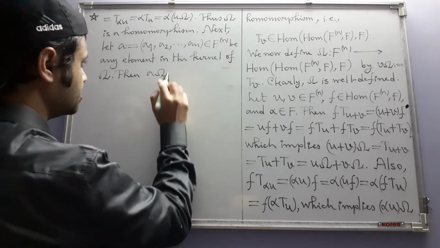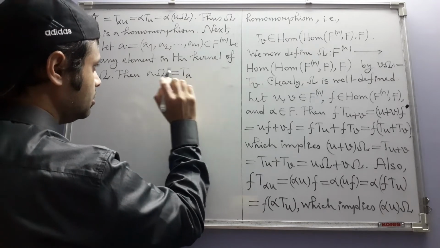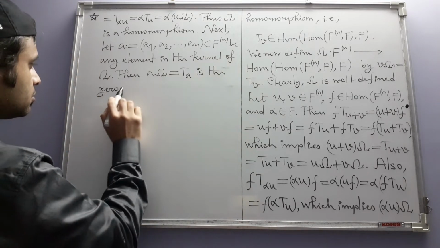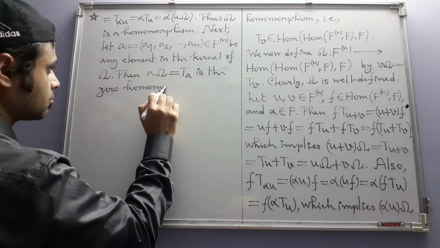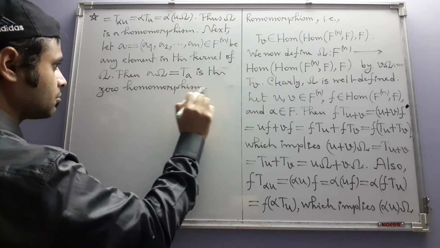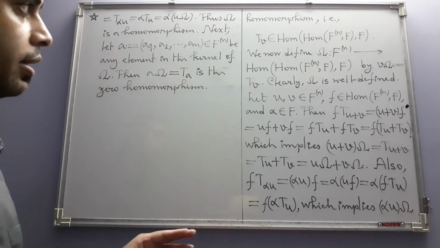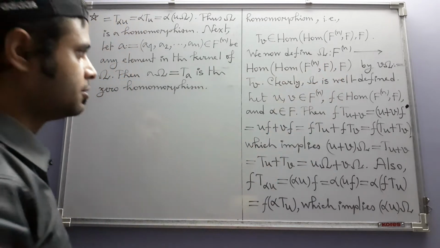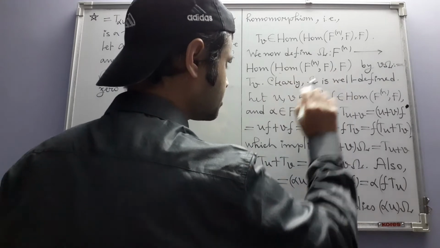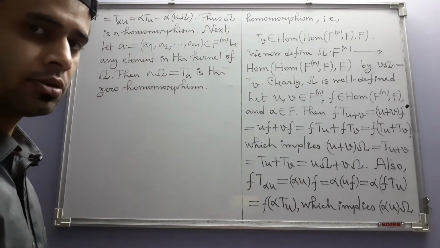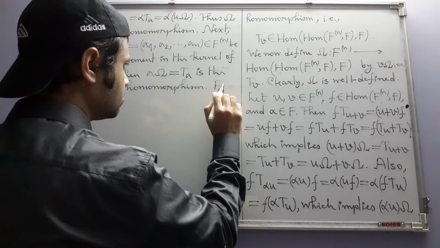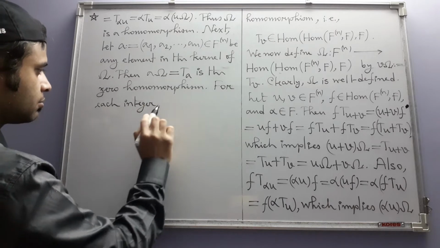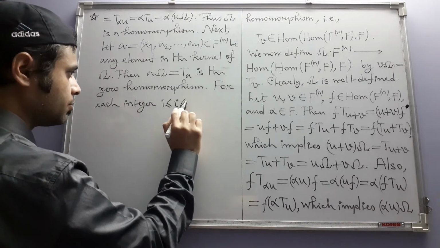But we know what A omega is. TA is the zero homomorphism. Now we know that TA is a function from this space into F, and it's the zero function. That means TA maps every element in this space onto the field element 0, the scalar, for each integer i lying between 1 and n.